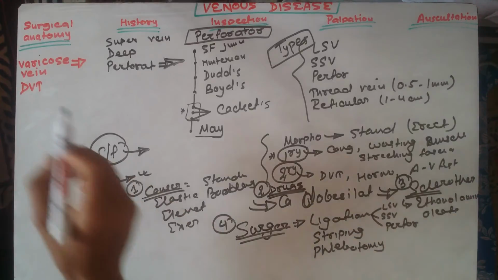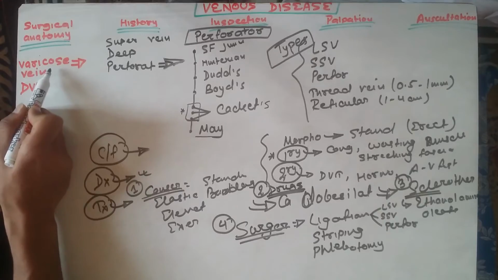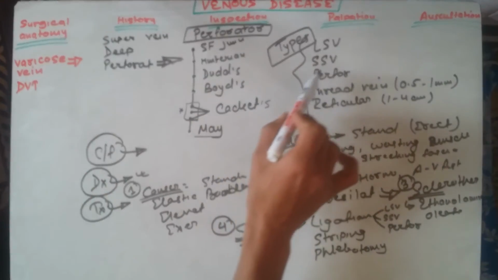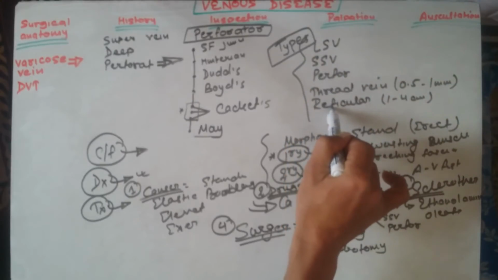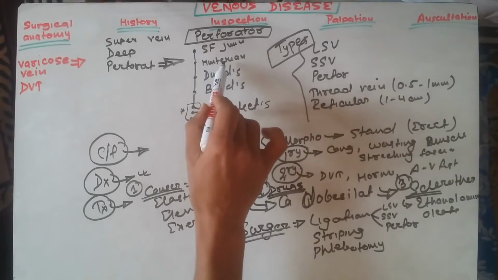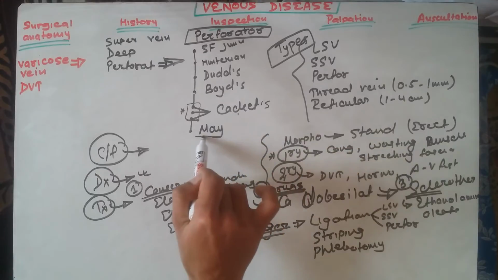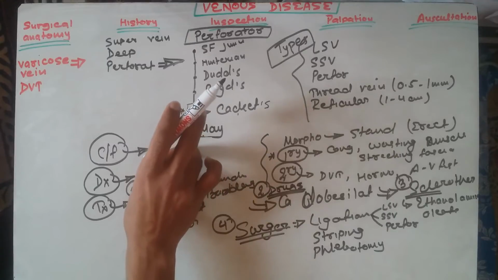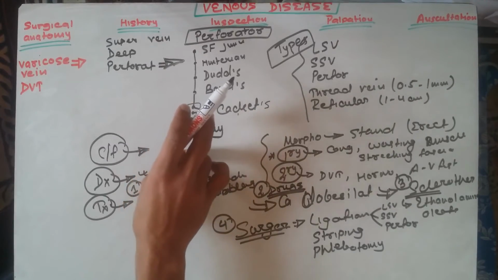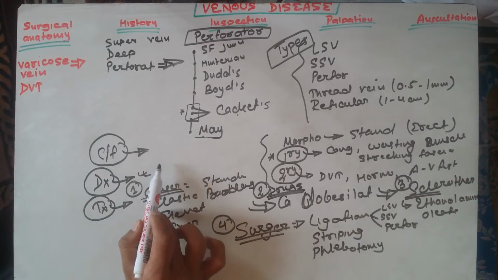So to recap the varicose vein: the definition is a dilated, tortuous, elongated vein, which is divided into different types according to the vein involved: long saphenous, short saphenous, perforator, thread or reticular. For perforators, we studied the names: Hunterian, Boyd, Dodd, and Cockett and May perforator. Clinical features, as we saw, usually present with swelling, and there may be dragging and pain, and at last they may also present with ulceration.